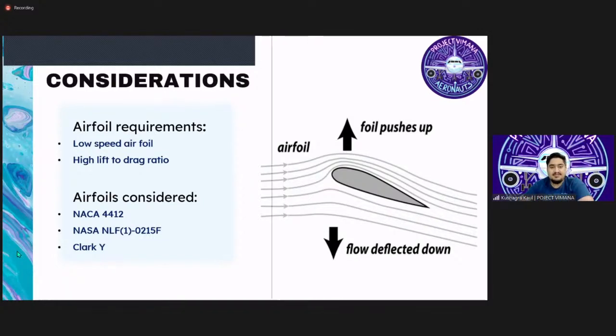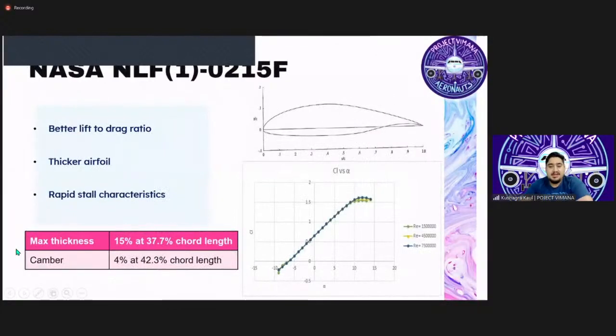The NASA NLF. As you can see on the screen, the specs are on the bottom left, and on the bottom right, we have the graph of CL versus alpha. On analyzing this graph, we get that it has a better lift to drag ratio. It's a thicker airfoil, which makes it a good airfoil for a low speed aircraft, but it has a rapid stall characteristic.